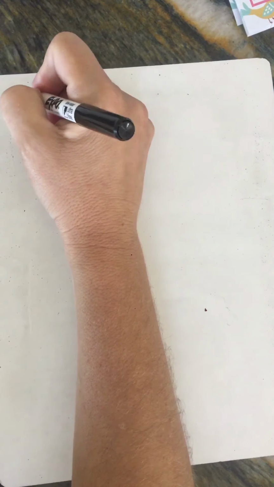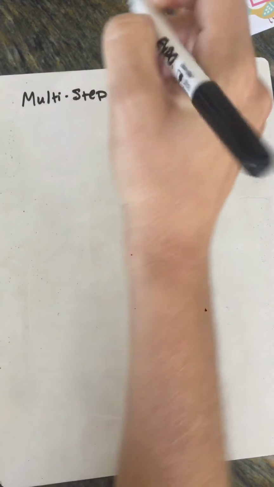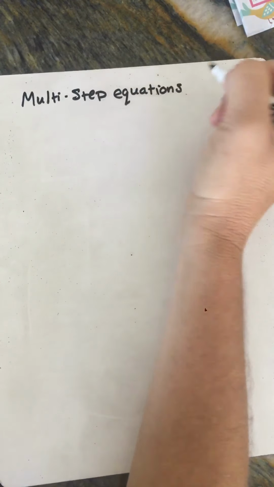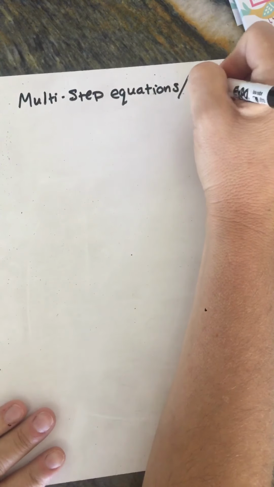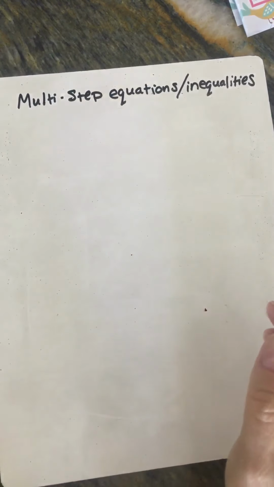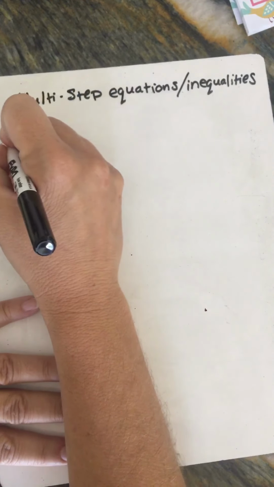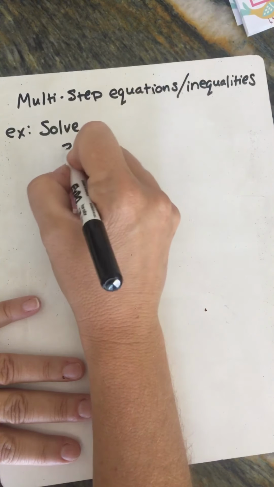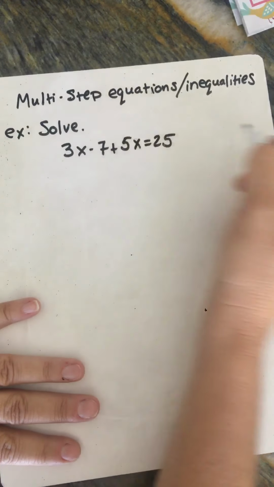So the first part we're going to talk about is multi-step equations. And so we've got a lot of solve for x in this. And we'll do inequalities too. All right, so looking at multi-step equations, I'll give you an example. The instructions would say solve 3x minus 7 plus 5x equals 25.